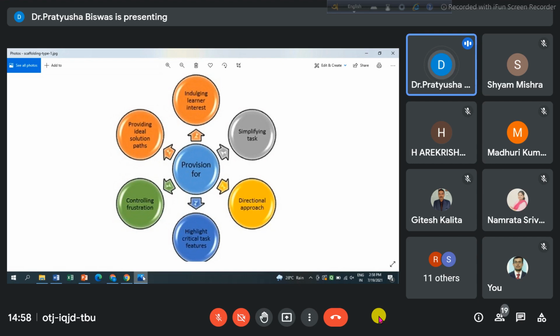Then highlight the critical tasks, features. For every content that you design, or every syllabus or portion that you have in your subject, there are certain very crucial elements and there are certain easy scoring elements. So you need to think from the perspective of the learners and then highlight the critical task features. Then comes controlling frustration.